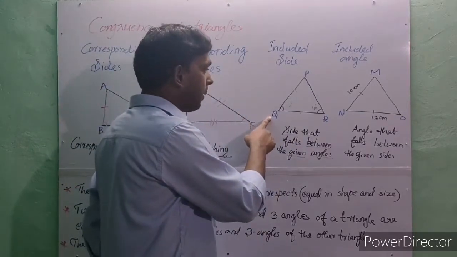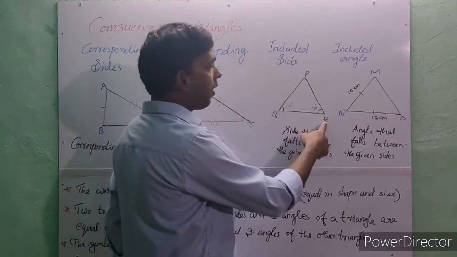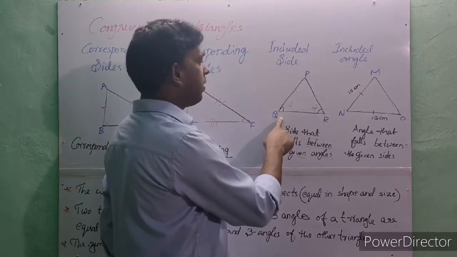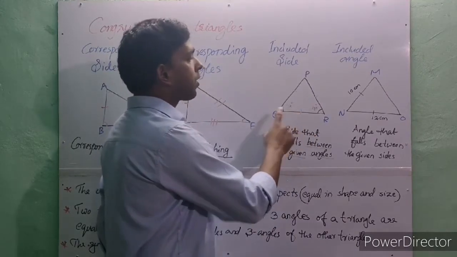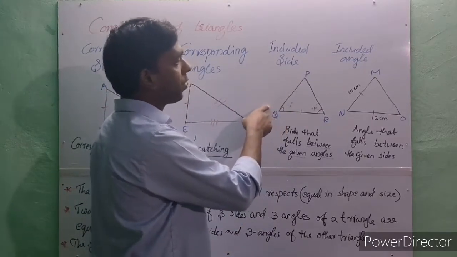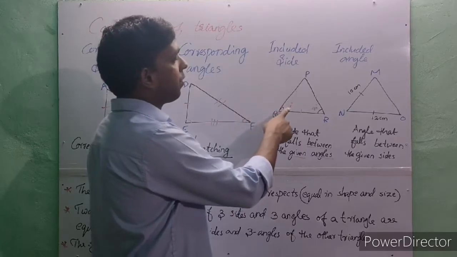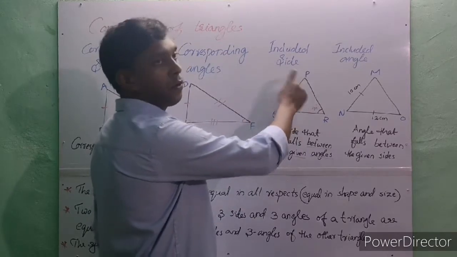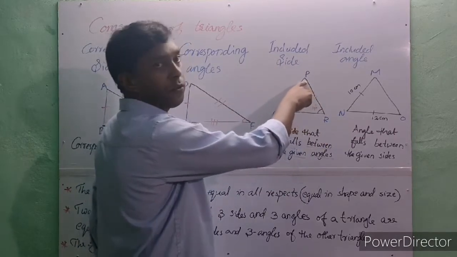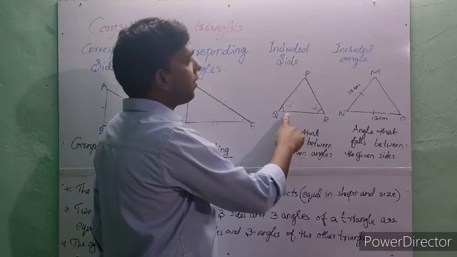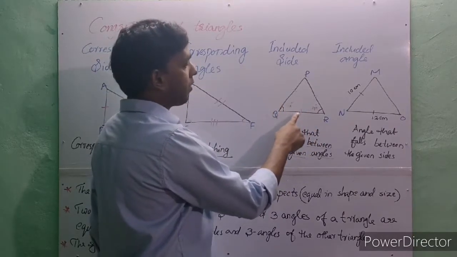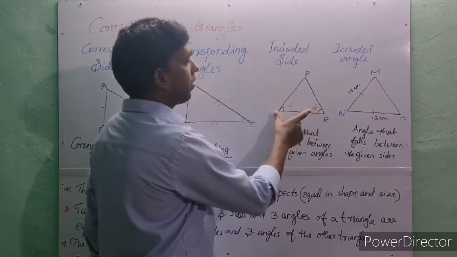We have been given angle Q and angle R. Between these two angles, which side falls? The side QR falls. Therefore, QR can be called the included side. We cannot call PQ the included side. Why? Because only one angle falls here. This angle is not given. We cannot call PR the included side because this angle is not given. So only this side can be called the included side because this side falls between two angles.